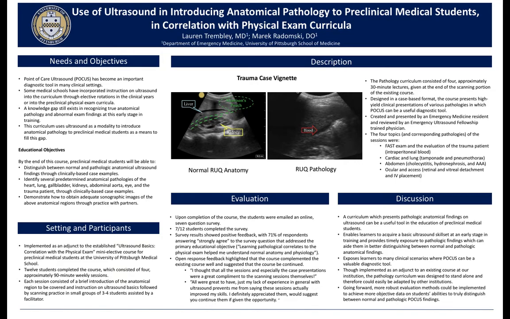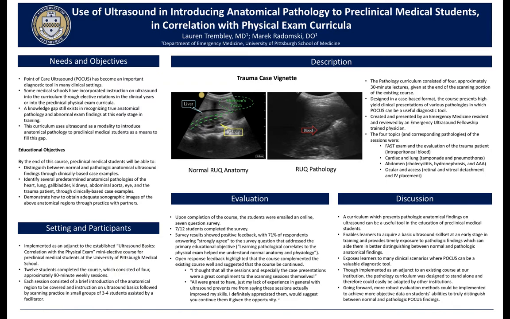The normal FAST exam views are presented first in the lecture, and then a few cases are presented at the end. The abnormal right upper quadrant image is part of the case in which a young male presents with abdominal pain after a motor vehicle accident. Students are able to make the direct and timely comparison between the normal and pathologic findings on each view of the FAST exam in the context of this patient's case presentation.